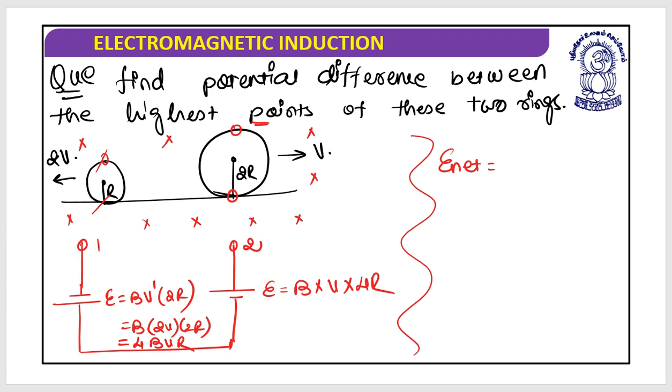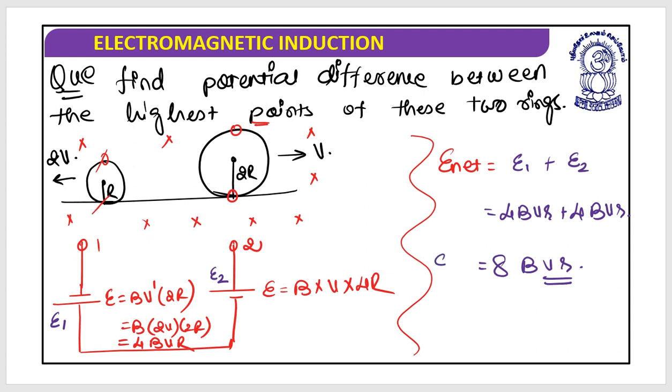As these two are connected in series, I can write E net. Let's call this E1, call this E2. E net equals E1 plus E2. Both are 4BVr plus 4BVr. This will be equal to 8BVr. That's it. This is E net. You did it. Great job. I hope this is clear.